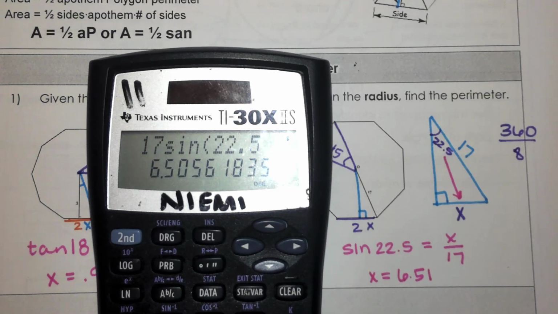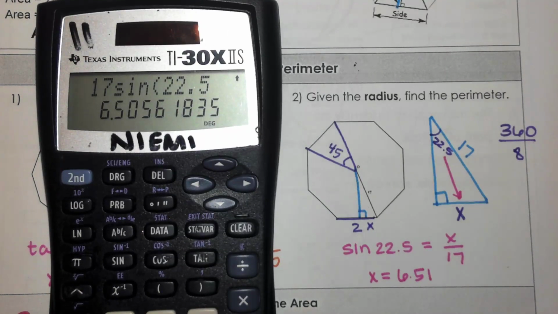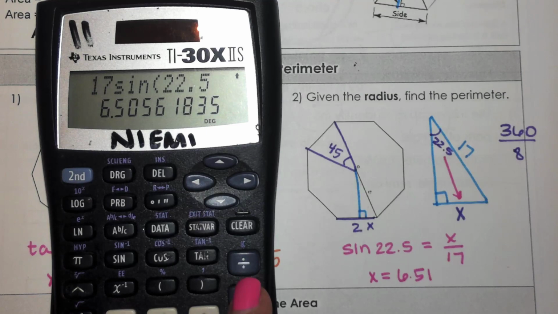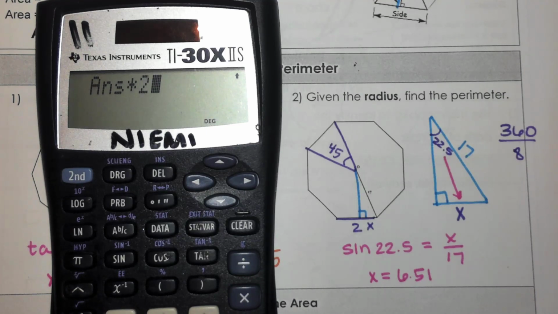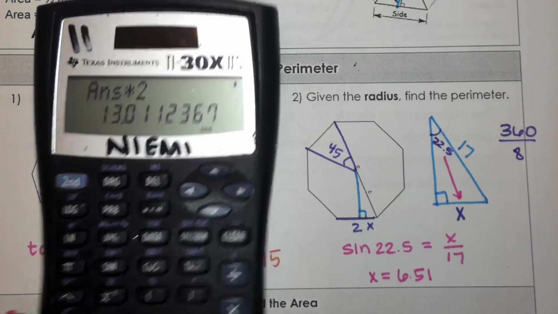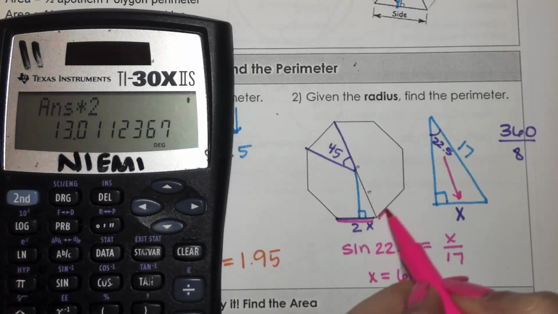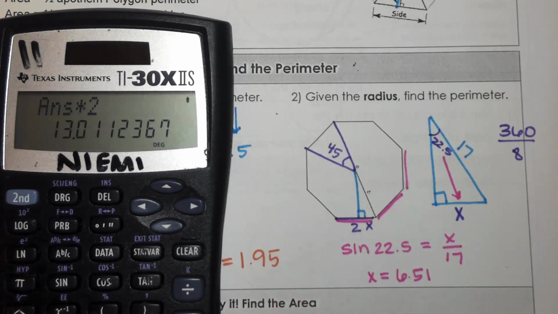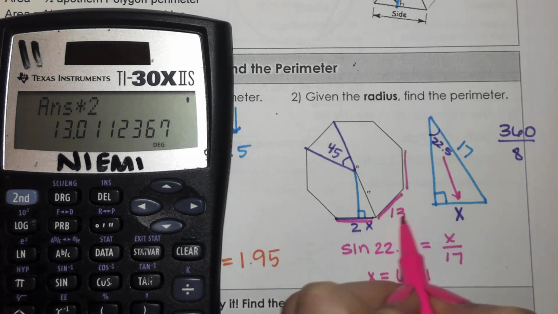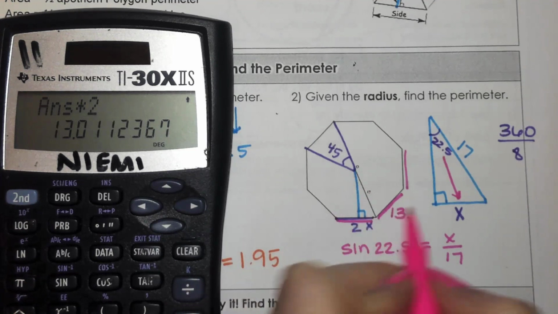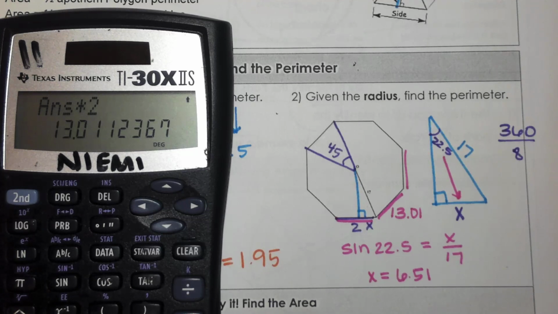So don't delete that off of your calculator. Just hit the times button, 2. Okay? So this whole side length for any of them, because it's a regular polygon, is what? 13.01. And then how do we find the perimeter from there? Times that number by 8.